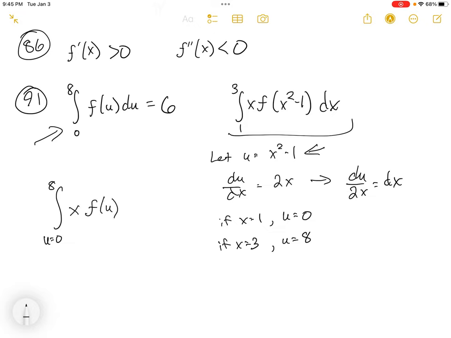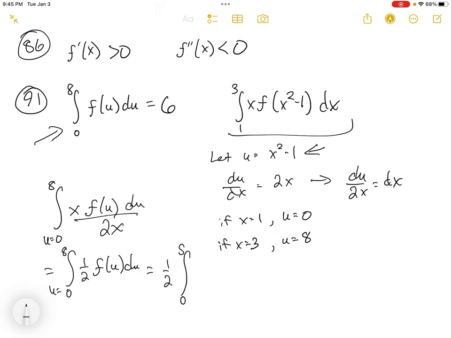And then dx, remember we said, was du over 2x. Well, that thing is just 1/2 f of u du, which is really 1/2 the integral from 0 to 8 of f of u du, which we know from the given is 6, right? So this is 1/2 times 6, or 3. Okay, that's 91.